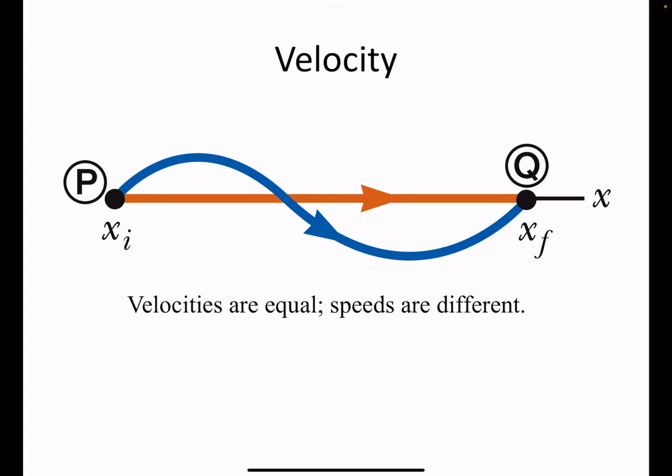The car that takes the curved route, traveling a greater path length, had the higher average speed. So this is the distinction between average speed and average velocity. Average velocity really only cares about your starting point and your end point. But average speed depends on how you drive, the path you took.